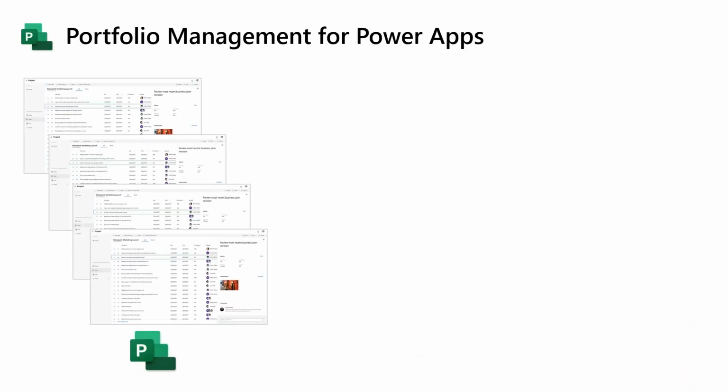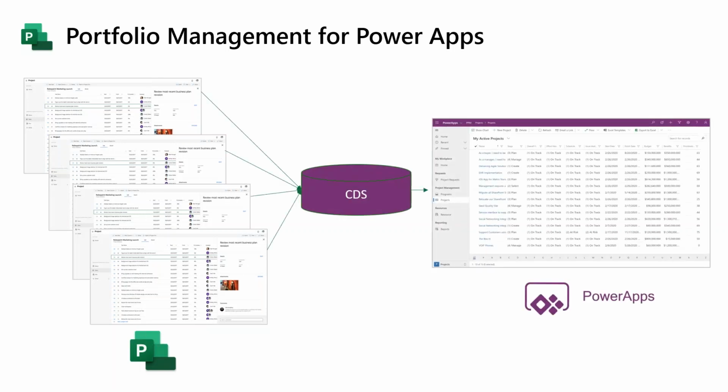So what does this mean today, and why is this related to what we're doing within an accelerator? Well, if you think about people easily getting into a browser, getting into Project for the Web, and building any number of project plans out there, instead of storing them to individual files and MPP files that are scattered around the organization, it's designed so it stores all of its data into the common data service, which I mentioned earlier.